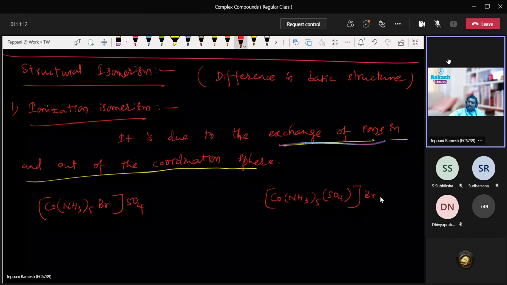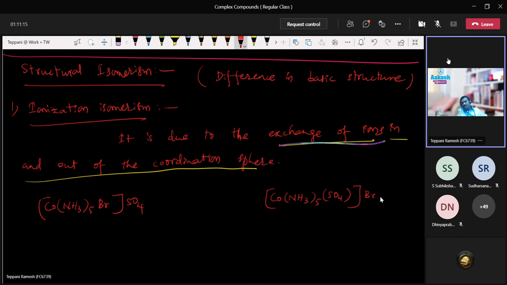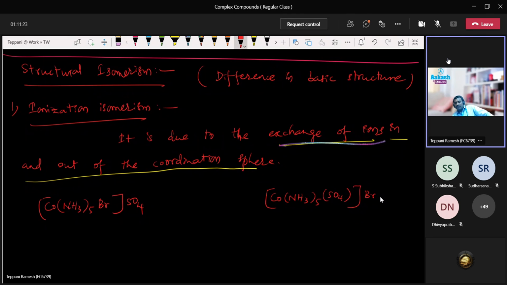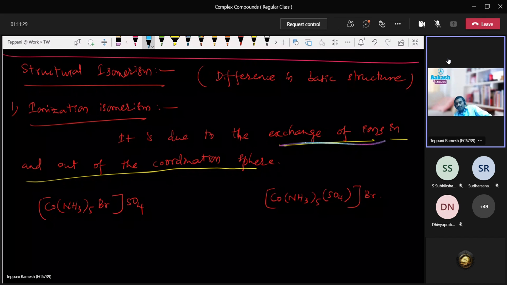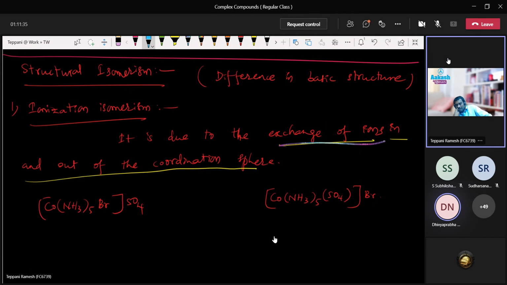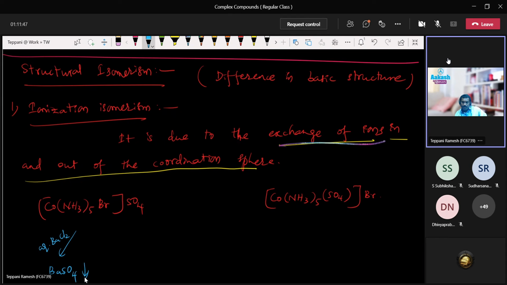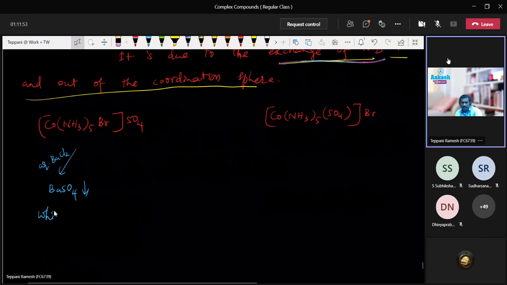In these two, you see bromine and sulfate groups exchanged. Br minus and SO4 2 minus. They exchanged ions in and out of the coordination sphere. Are they different compounds? Yes, sir. How can we prove that? Here, with aqueous barium chloride, it will give BaSO4, white precipitate formed.